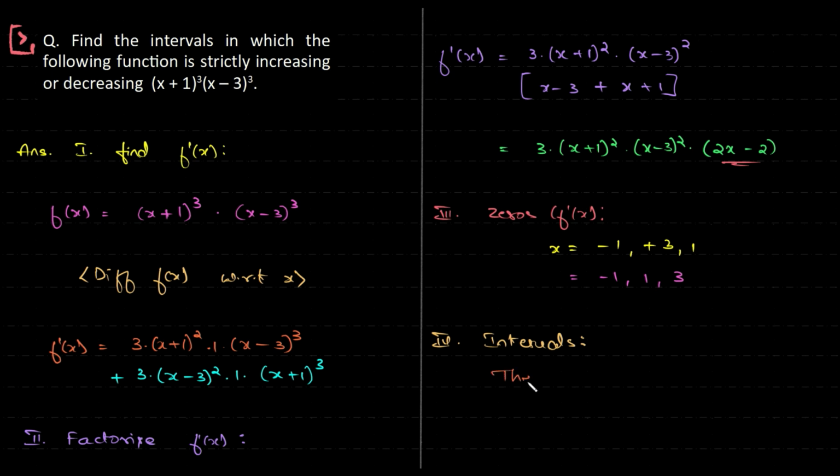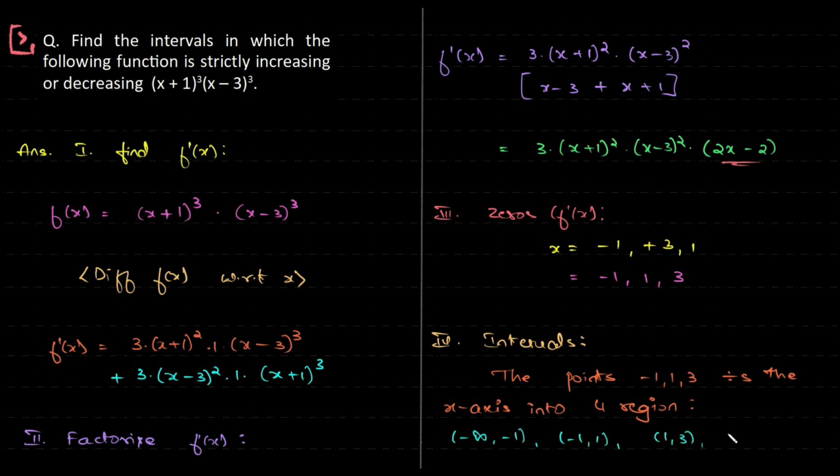So the points minus 1, 1 and 3 divide the x-axis into, well, 3 points will divide the entire axis into 4 regions. So whatever the number of points there are, add 1, and so many regions is what we have. So that will involve minus infinity to minus 1, minus 1 to 1, 1 to 3, and 3 till infinity. Now we have to look at the behavior of the function within these regions.